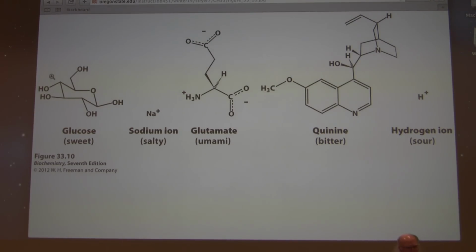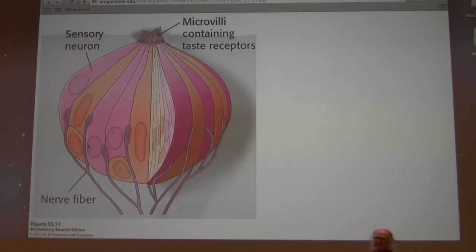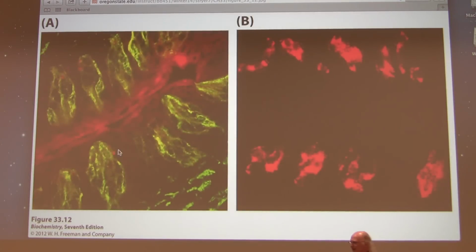I knew senses would light everybody up. We sense taste through taste buds. And taste also uses a G protein in its scheme. I'm not going to show you the G protein, but I will give you the name of the G protein. It's called gustducin.